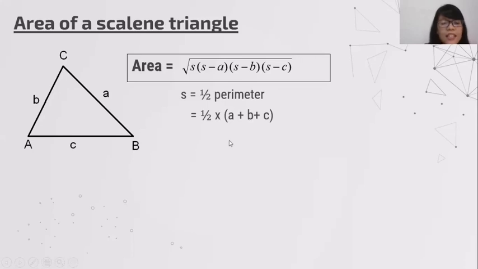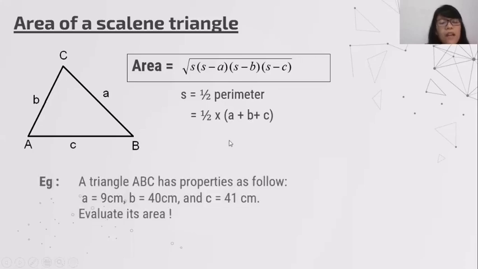Okay, let's find example given. A triangle ABC has properties as follows. A 9 centimeters, B 40 centimeters, and C 41 centimeter. Evaluates its area. It asks you to find the area actually. How to find its area? So first thing you need to find is S. Yeah, you need to find S.